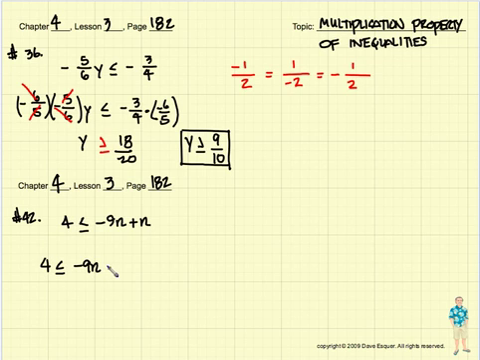Number 42: 4 is less than or equal to negative 9n plus n. 4 is less than or equal to negative 9n plus 1n. Negative 9n plus 1n, I think, is minus 8n. So 4 turns out to be less than or equal to negative 8 times n. Let's divide both sides by negative 8.